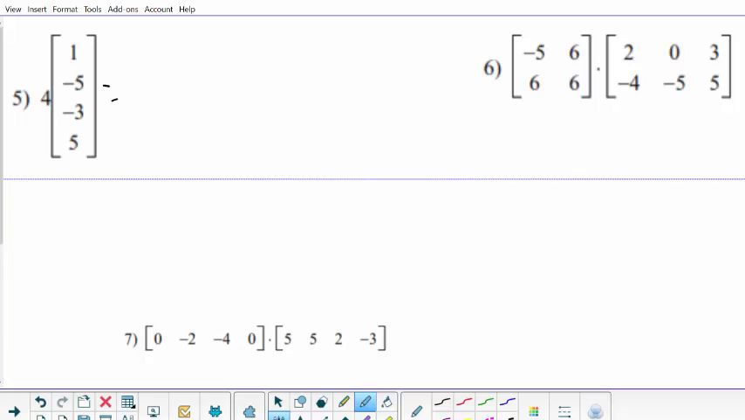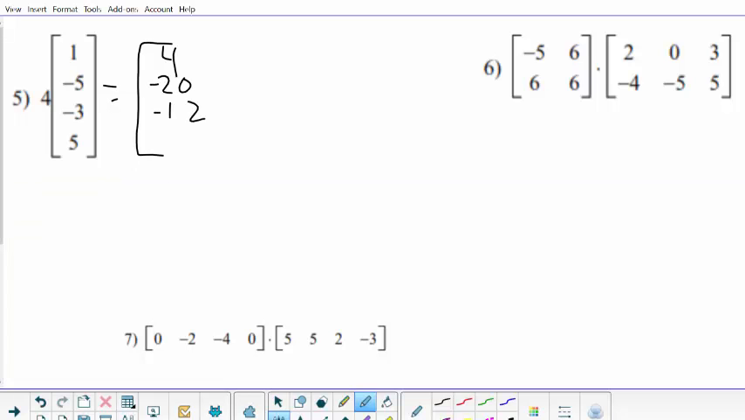So number 5 is just telling us we need to multiply everything by 4. We got 4, -20, -12, and 20. We are done. So number 6 wants us to multiply them together.